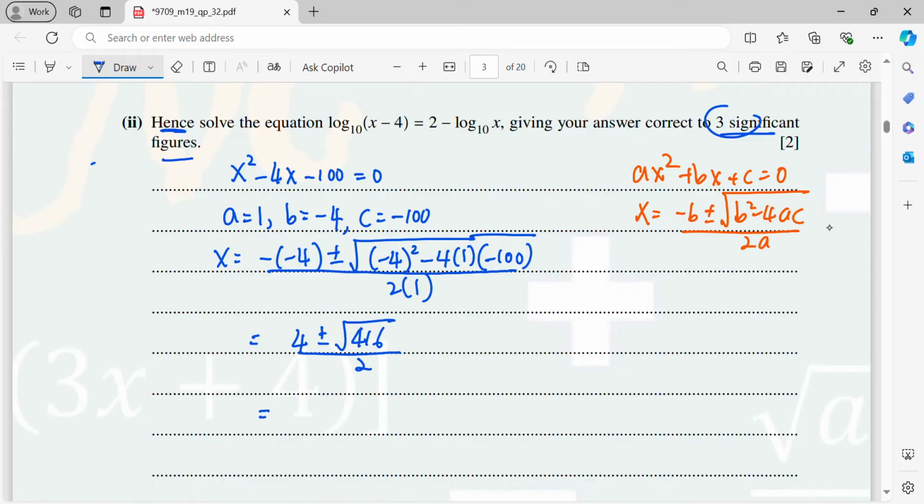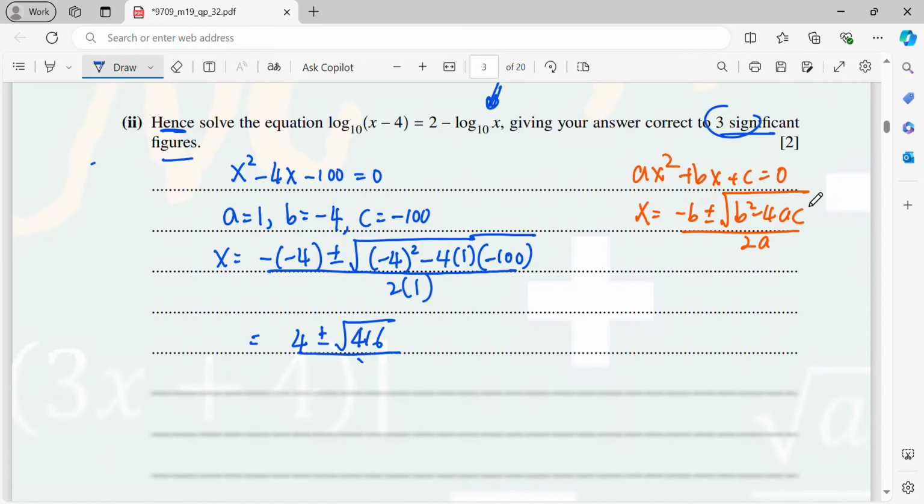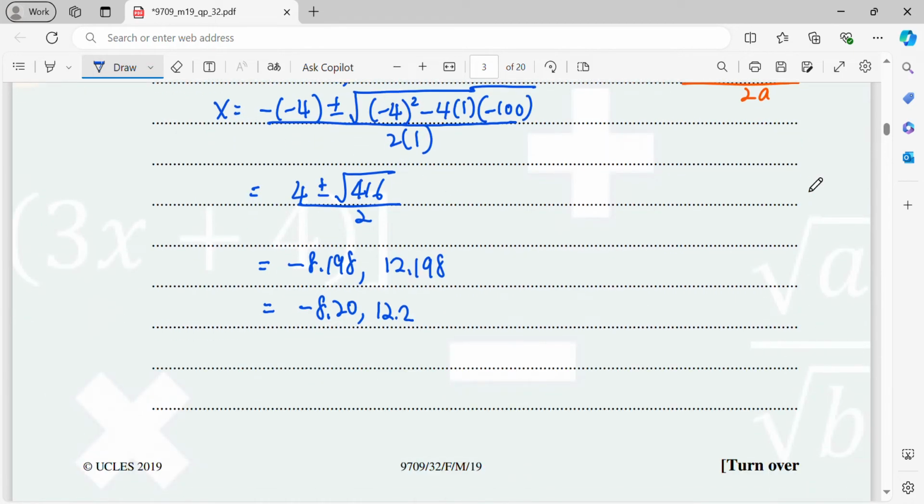First of all, we calculate using the negative value. That is going to be negative 8.198, followed by using the plus sign, that is going to be 12.198. And now I mentioned 3 significant figures. That is going to be negative 8.20 and 12.2. But now, look at the question here. Log x, so we know that the x must be positive.